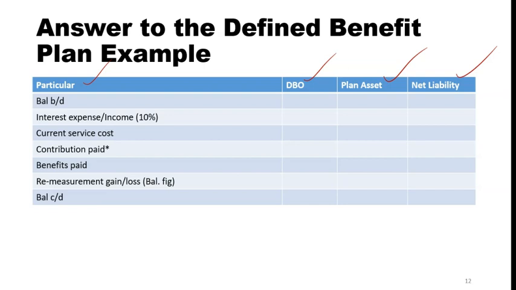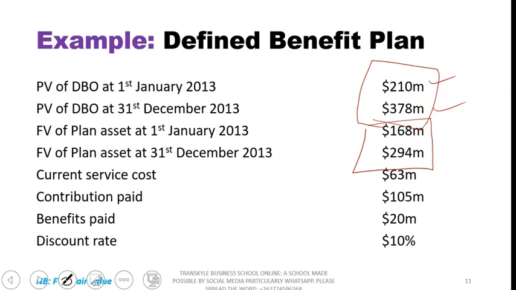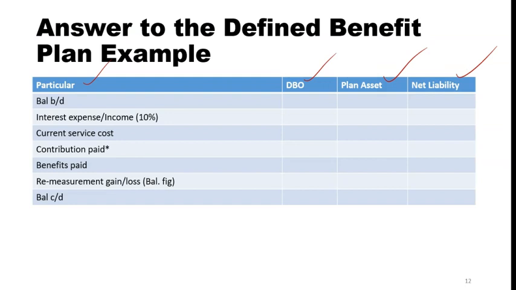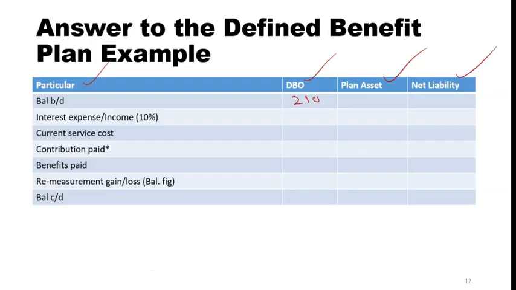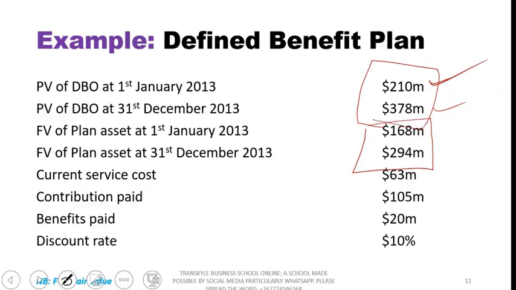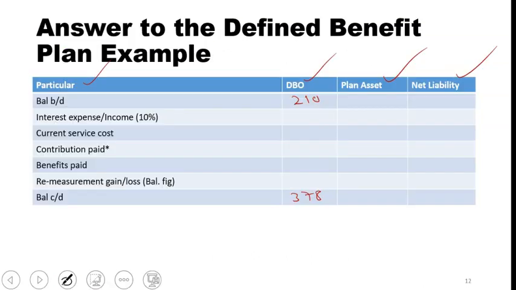All right, so the balance brought down for the defined benefit obligation, that is at the start of the year, was 210. So we need to slot in that figure as given. So we are having 210, and at the end of the year we are having how much? We are having 378. Okay, remember all these figures are in millions. All right, and then for the plan asset, the opening balance was 168 and the closing was 294. So let us plot in these figures as they are.